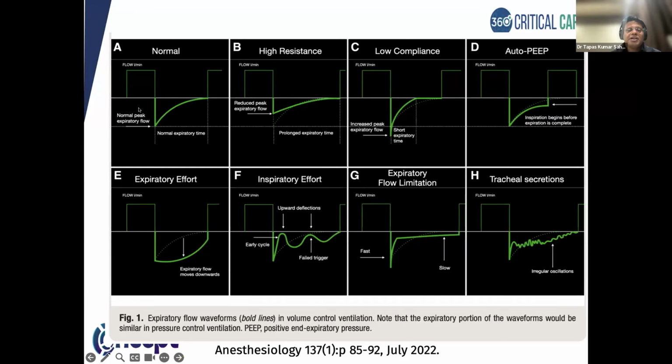I have shown you the inspiratory effort in the inspiratory waveform. That was a little bit swollen in the last picture. Now expiratory flow moves downward, it would be expiratory effort. Now inspiratory effort, you can see here, failed trigger. This patient is trying to trigger the ventilator, but is unable to do it. Clear? Now expiratory flow limitation, I have already told, it is taking so much time to reach the baseline here. Longer expiratory time.